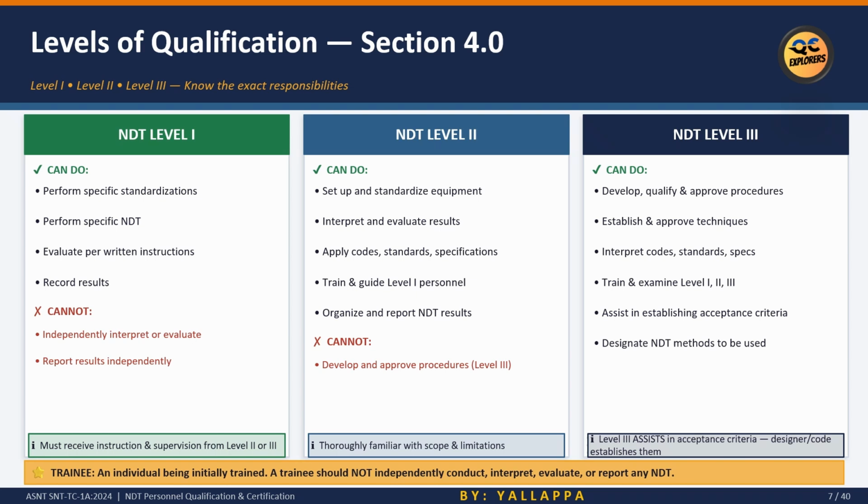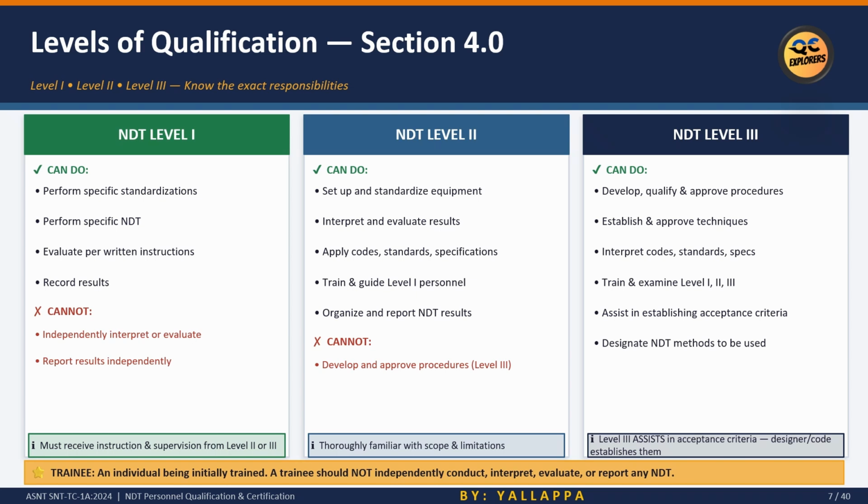Now Level 2. Level 2 personnel can set up equipment, interpret and evaluate indications, apply codes and standards, train Level 1 personnel, and prepare reports. But generally, Level 2 does not develop and approve procedures. That responsibility belongs to Level 3.